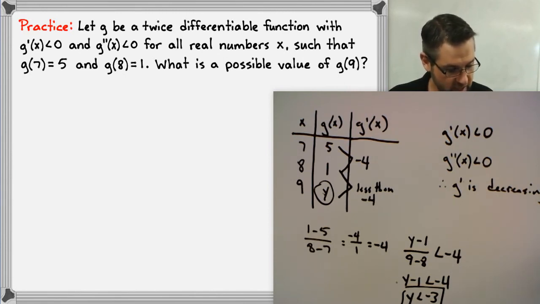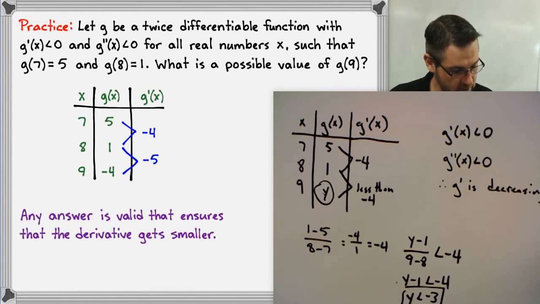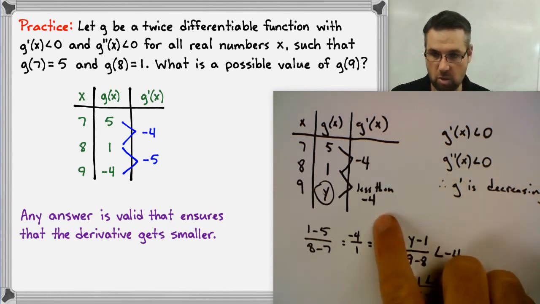Okay. Now, with that said, let's see what I have here. -3 would cause the slope to be -4. So plugging in -4 works, right? If I find the slope between those, I would get something less than -4. So any answer is valid that ensures that the derivative is getting smaller and smaller and smaller.